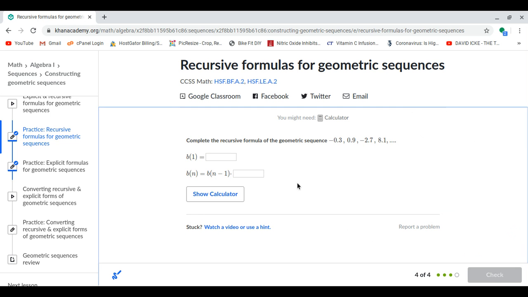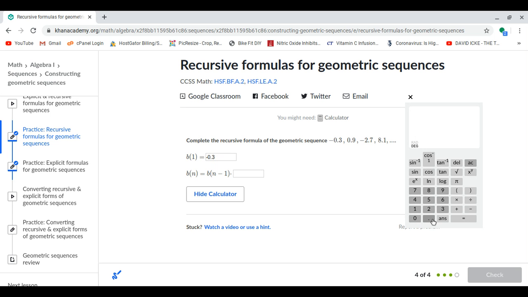Okay. So we're looking at this geometric sequence. We're going to start with the first number. The first number is negative 0.3. Always start with the first number. And then we have to figure out what we need to multiply negative 0.3 by to get 0.9. And again, it's going to be a negative number. But to figure that out, we're going to divide the second number by the first number. So we're going to divide 0.9 by negative 0.3.